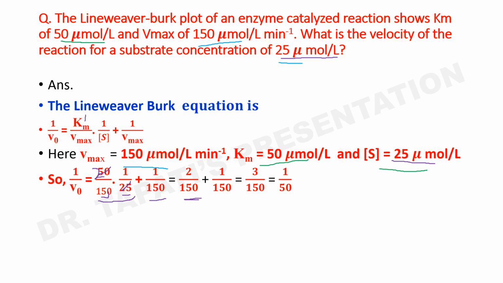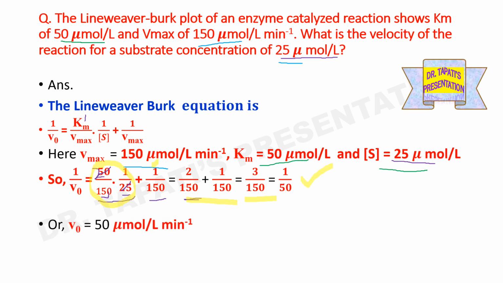From this part we will get 2 by 150, plus 1 by 150, which is given here. So if you add it, it will be 3 by 150, or 1 by 50. We can say V0 is equal to 50 micromole per liter per minute, because 1 by V0 is 1 by 50, so V0 is 50. This is the answer.